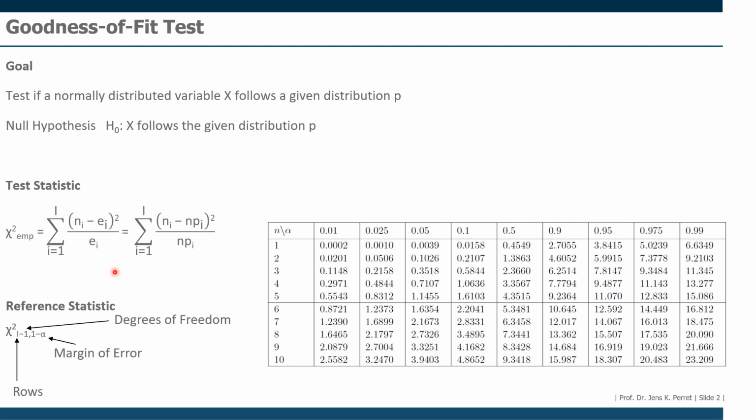Then, well, as with all tests, we're going to compare test and reference statistic. If the test statistic is larger, we can reject the H0 hypothesis, which would mean X does not follow our given distribution. If, however, the reference statistic is larger, we would have to keep the H0 hypothesis, and this would mean X follows the given distribution.